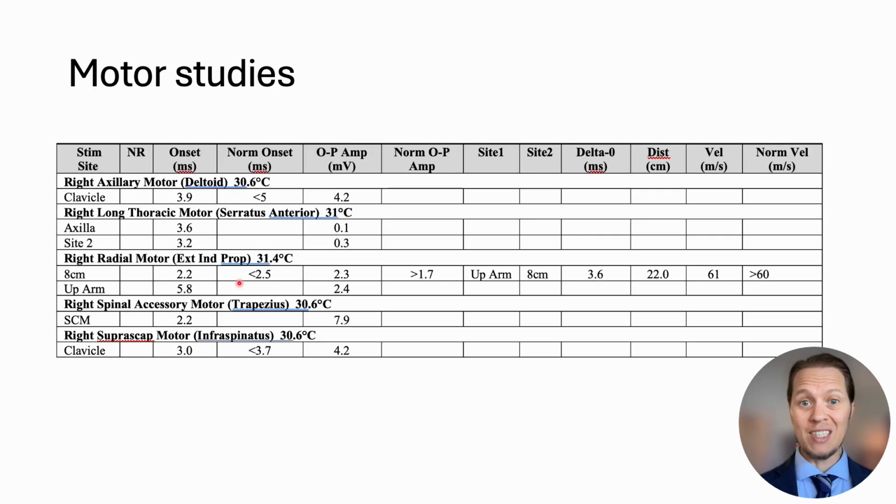Now, let's move on to said motor studies. And whoa, what's going on here? Not our standard median and ulnar to APB and ADM. In fact, they're not even on this list. I went straight to axillary, long thoracic nerve, radial nerve, spinal accessory, and suprascapular. So what is going on here?